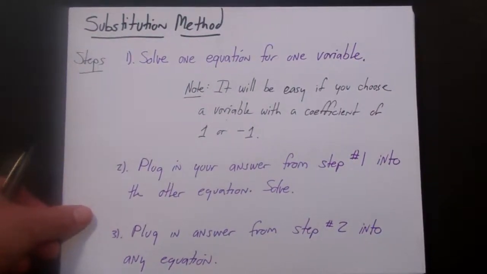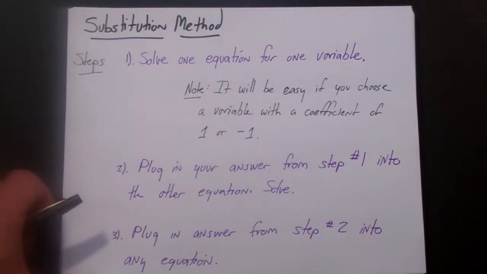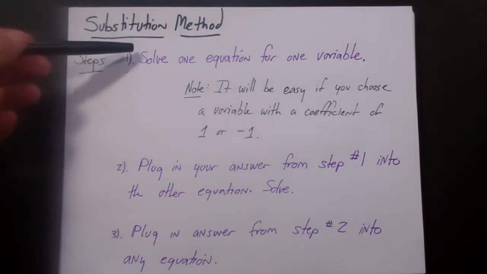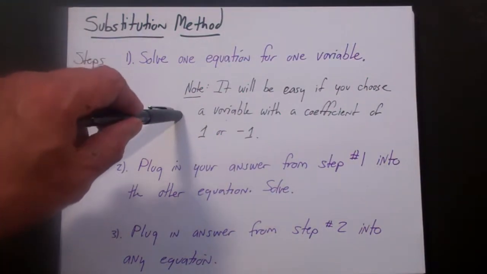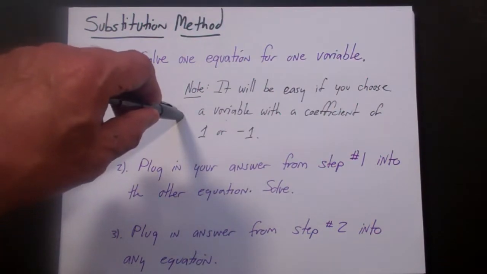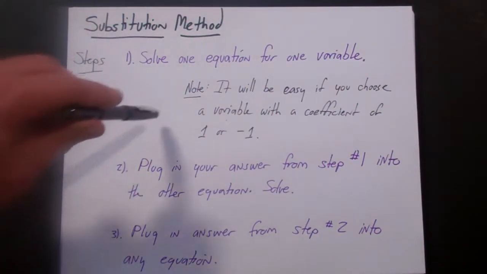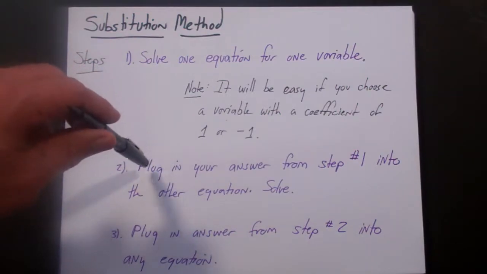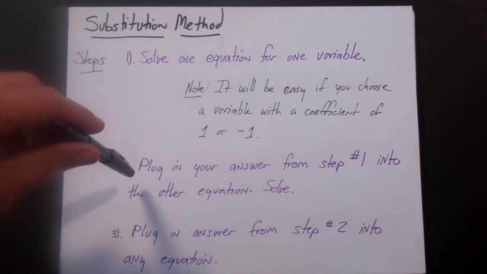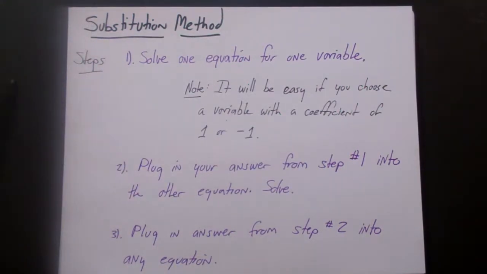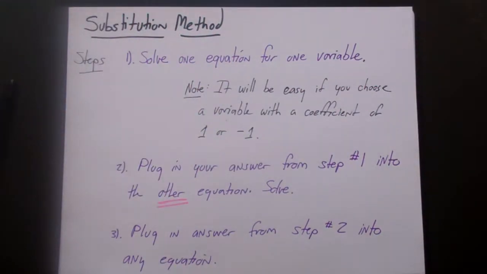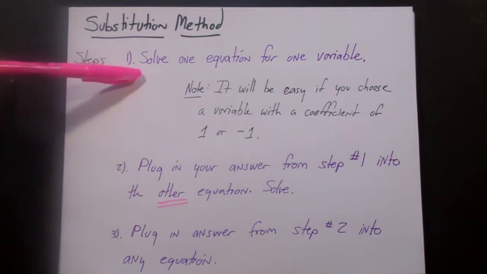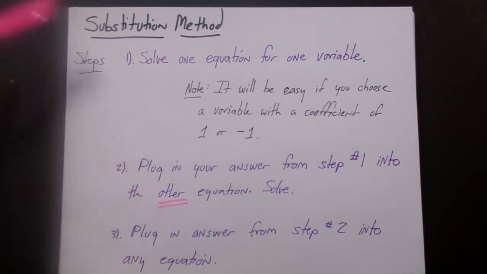And just pause the video to write this down if you need to. But basically we're going to solve one equation for one variable, and we're going to try to choose a variable with a coefficient of 1 or minus 1. It's going to make it much easier if we do that. Then we're going to plug our answer from step 1 into the other equation. Now that's very important. We have to use the equation we didn't use in step number 1. It doesn't matter which equation we used in step 1, but we have to use the other one in step number 2.